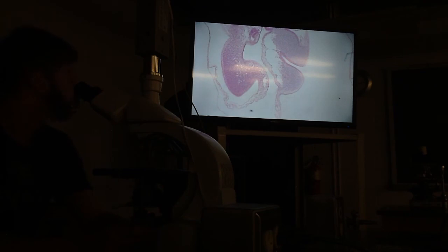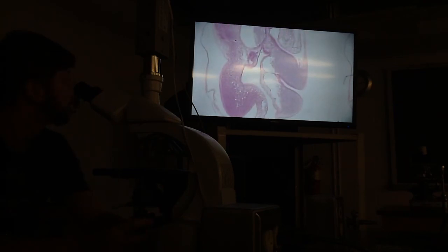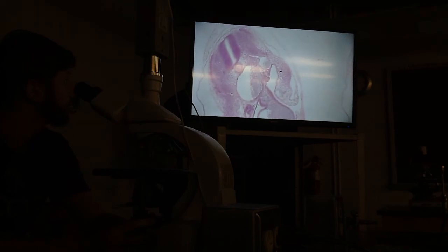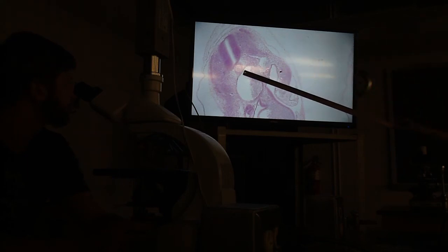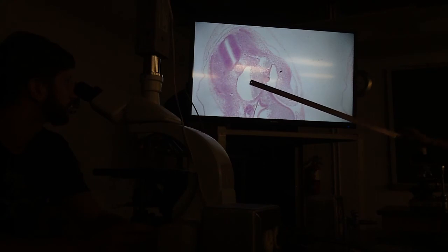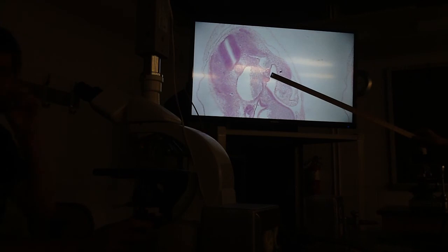Wing bud, right? Where's the other one? It's just appearing in the section there on the other side. So the cut is somewhat angled. The animal has two wing buds on this. Okay. Middle cord, dorsal aorta, posterior cardinal, kidney. That's the developing kidney.